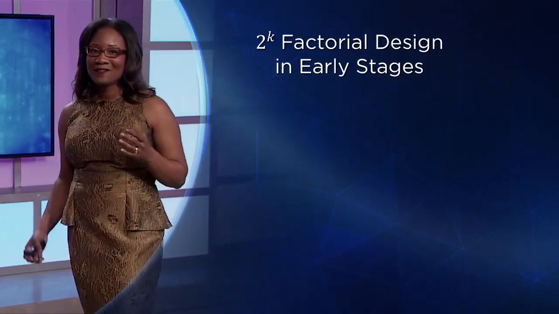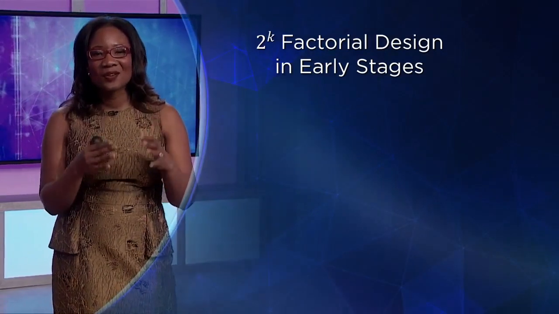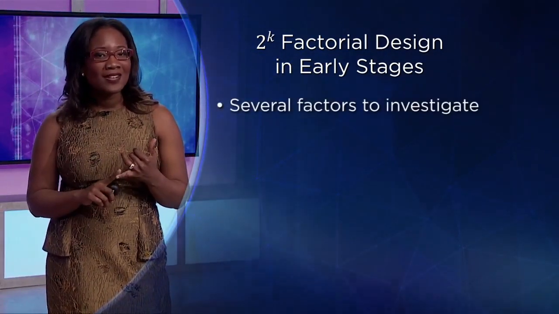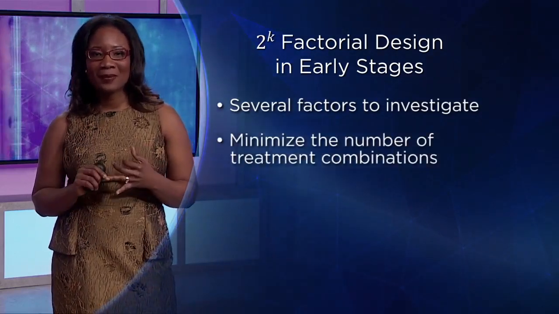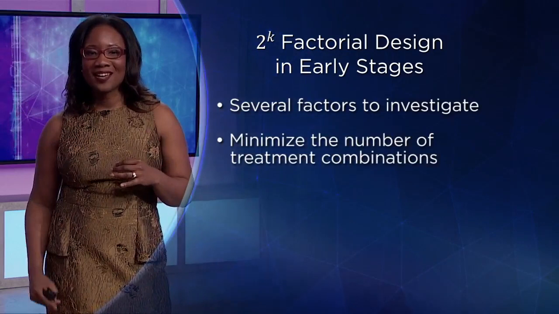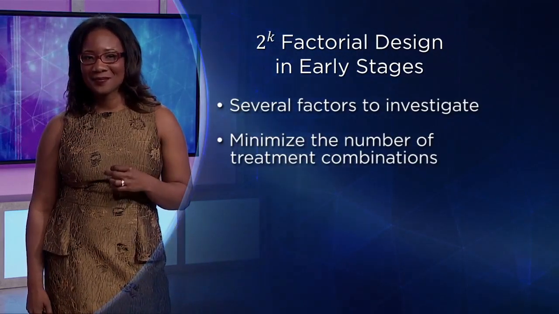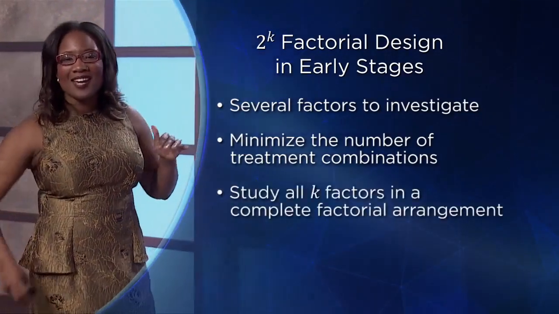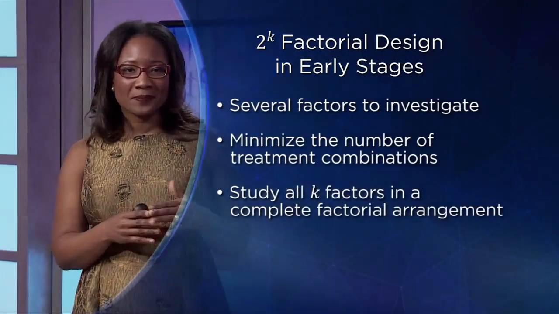Now, this 2 to the K factorial design is particularly useful in the early stages of your experiment. You've got several factors you want to investigate, and you need to minimize the number of your treatment combinations or your sample size. So it helps you save money when you do this 2 to the K design. It's also helpful if you need to study all K of your factors in a complete factorial arrangement.